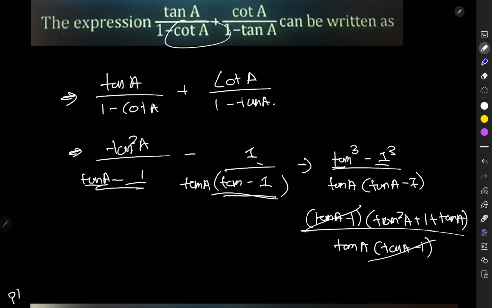Okay, tan A minus 1 and tan A minus 1 get cancelled, and it will be turning into tan A plus 1 by tan A. So 1 by tan A will be converted into cot A plus 1, right? So this will be the simplified version of that. I hope you understand. Let's go for the next question.